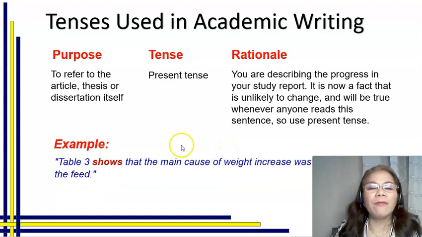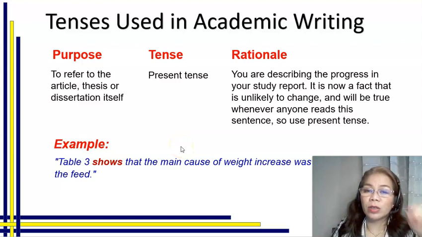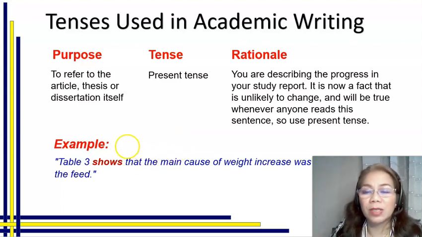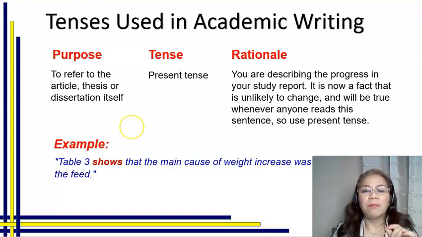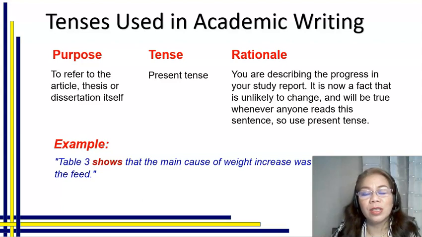Okay, how about if you refer to the article or the thesis or the dissertation that you are writing? Then you use present tense. Why? Because you are describing the progress in your study report. It is now a fact that is unlikely to change. And it will be true whenever anyone reads the literature review of your thesis. Therefore, use the present tense.